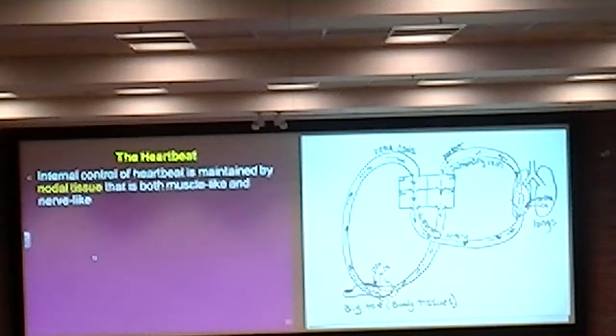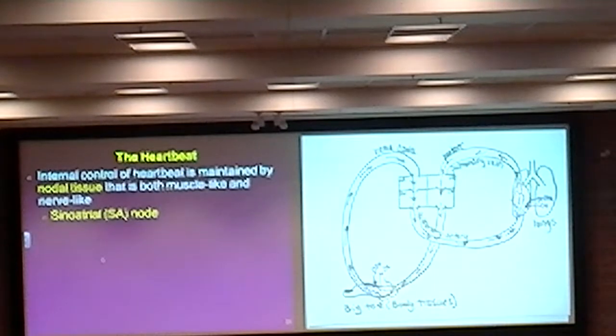Now, the way that we get the different parts of the heart to contract at different times, we have two tissues called nodes in our heart. They have both muscle-like and nerve-like qualities. They can pick up signals from your nervous system coming from your brain. They're under control of your brain, for example, but there's two of them in your heart.